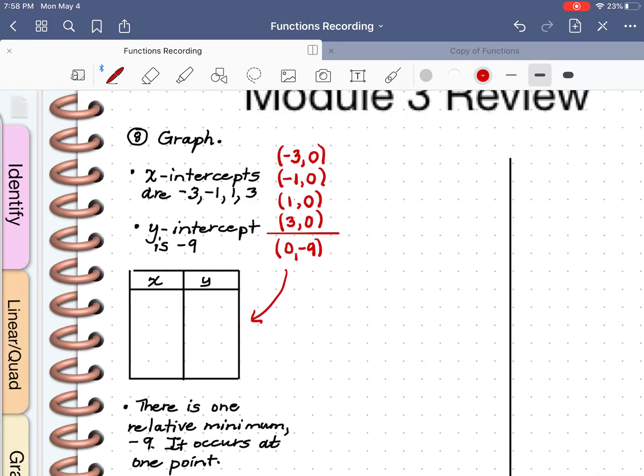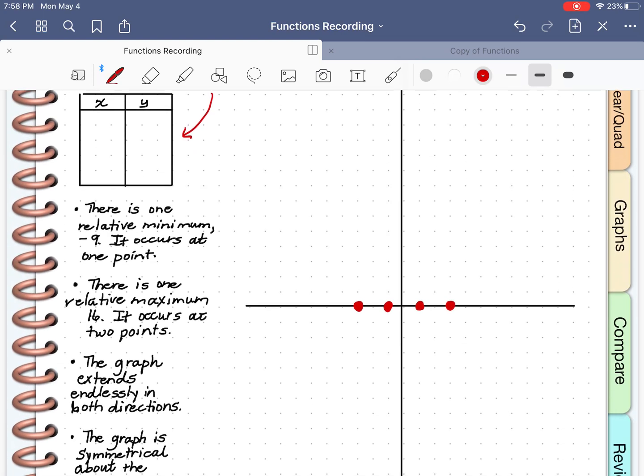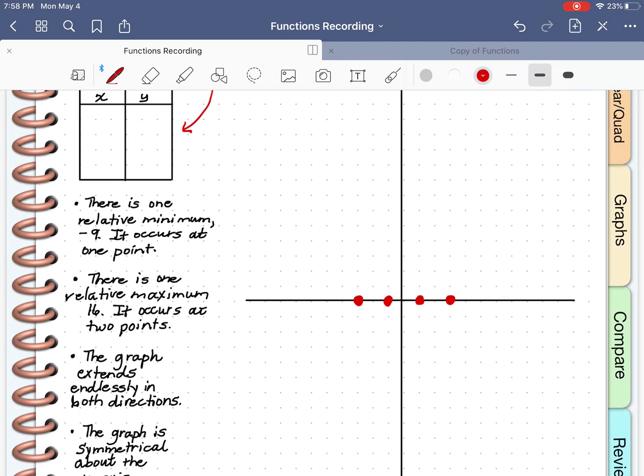So let's graph these points. We have a -3, 0, so that's right there. A -1, 0. A 1, 0. A 3, 0. And then a 0, -9, so down here. This is a peculiar looking thing so far.